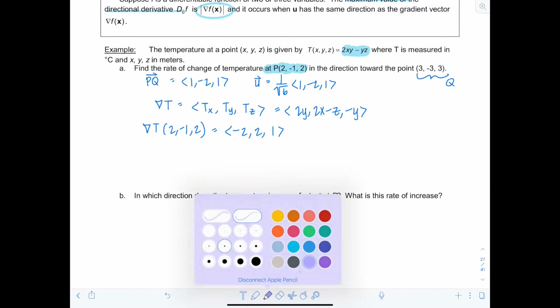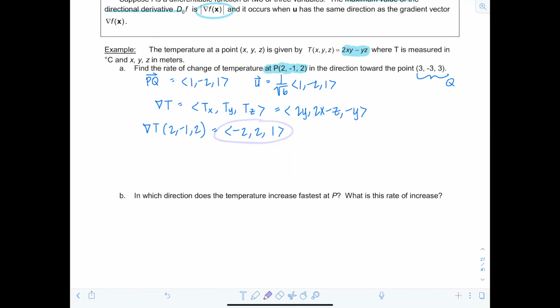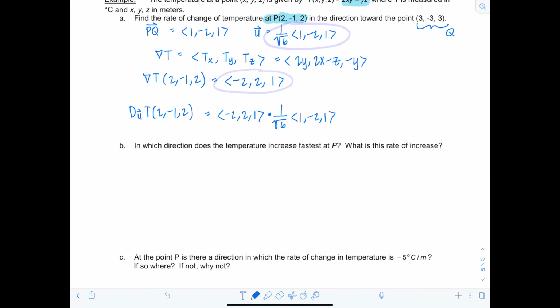I'm going to take the dot product of my gradient vector at P with u. That is the directional derivative of T at P in the direction of u. It's a mouthful, isn't it? So I'll take (-2, 2, 1), dot that with 1 over rad 6 times (1, -2, 1). Aren't you glad you didn't distribute the rad 6 right now? Keep it in the denominator, and then we'll just do the dot product in the numerator. So I'm going to have negative 2 minus 4 plus 1. What does that give me? Negative 5 over rad 6.